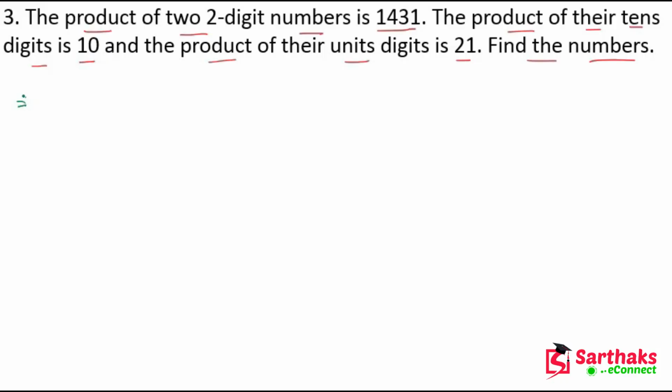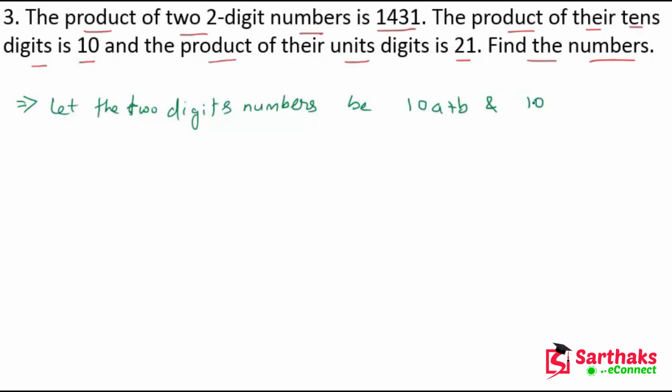So first of all, suppose we are taking the two-digit numbers. Let the two-digit numbers be 10a plus b and 10p plus q. This is the general form of a two-digit number. So the first two-digit number is this and the second two-digit number is this. According to this problem, the product of these two numbers is 1431. So we have to find the digits. Now how can we find it?